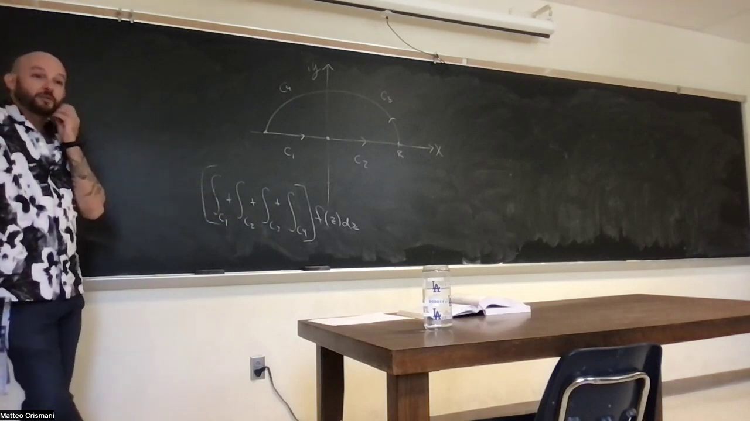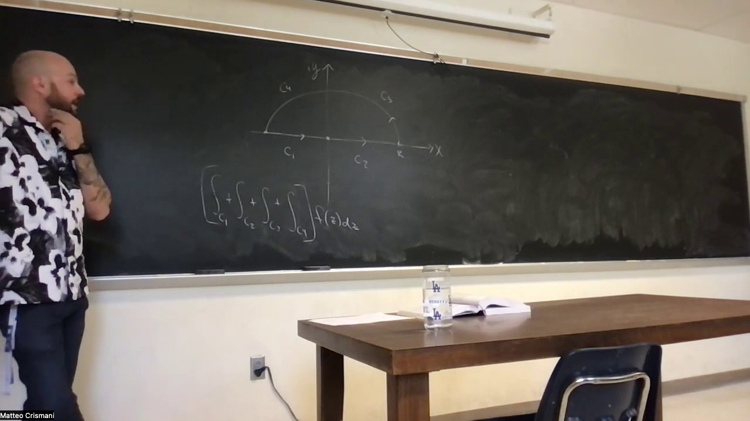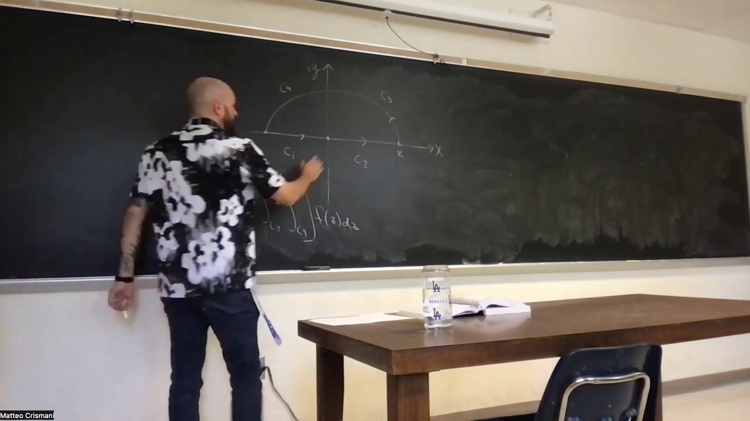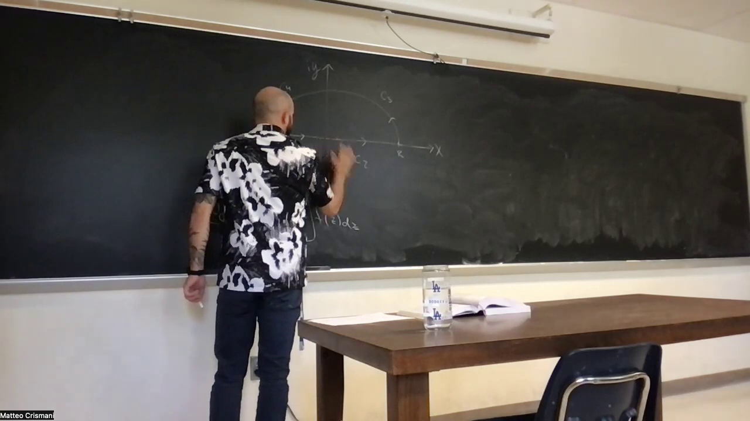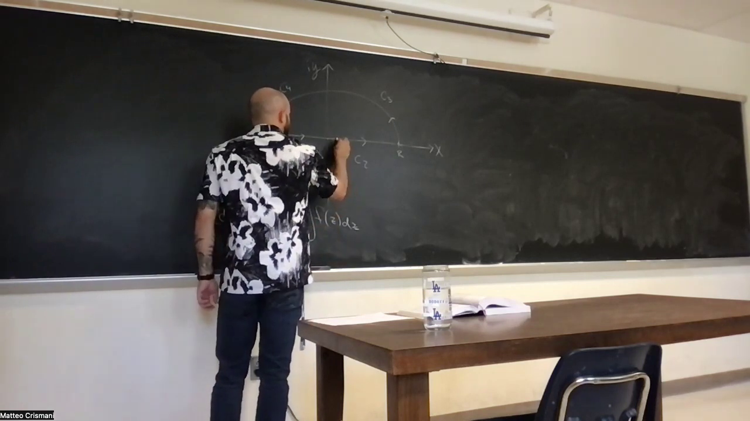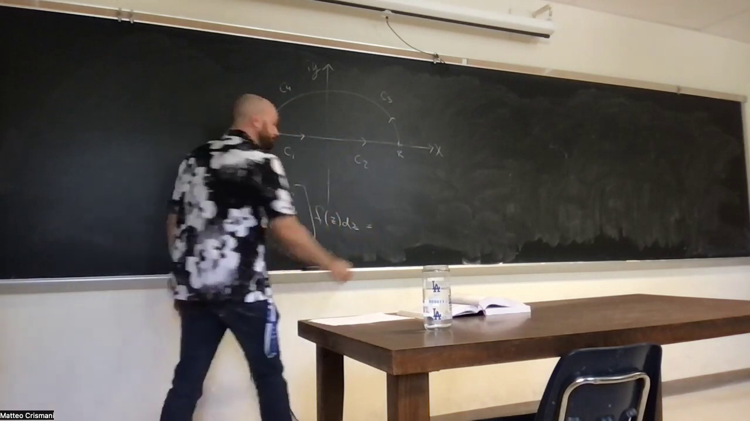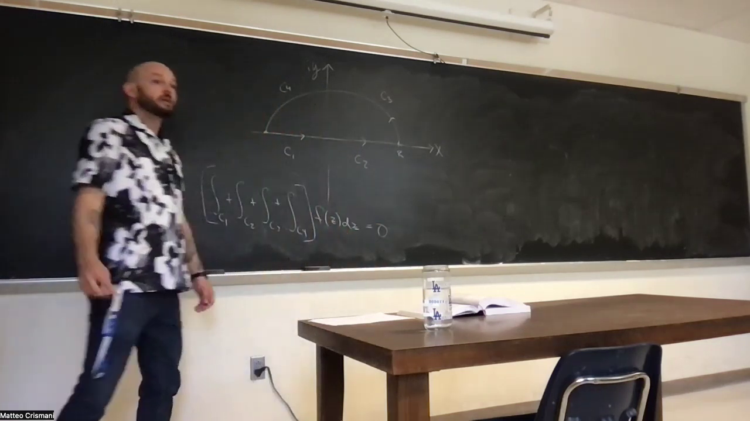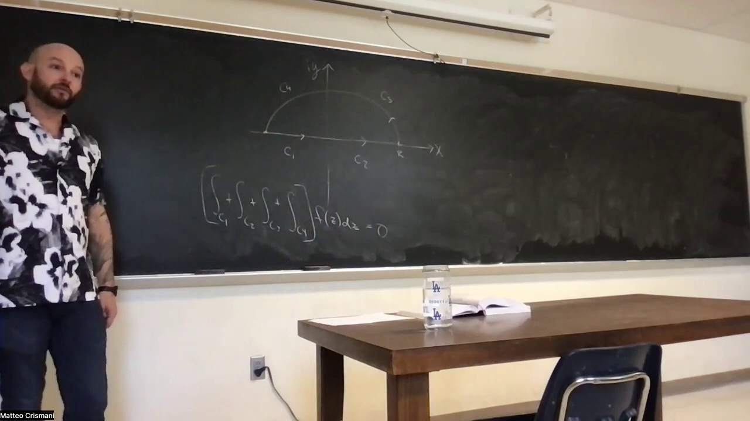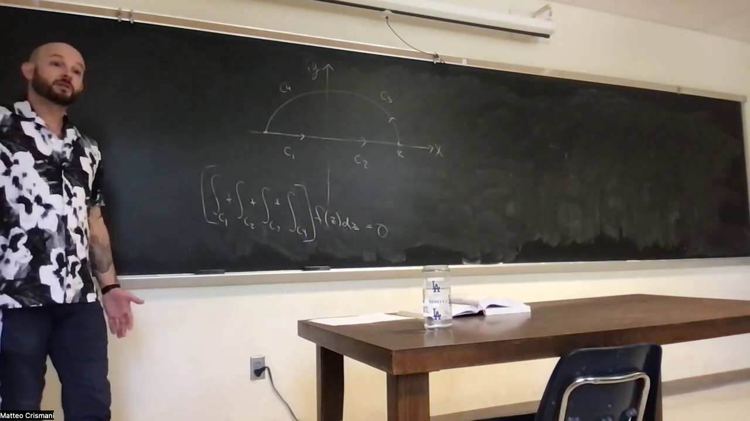So each one of them contributes something different, right? And let's ignore for a moment that this is the f of z that has the pole in it. Let's imagine there's no pole inside. So what's that equal to? 0. Right? So depending on the function itself, you can make arguments.